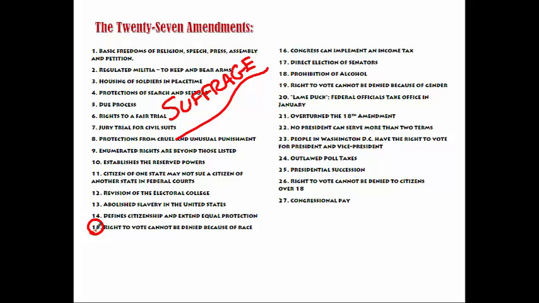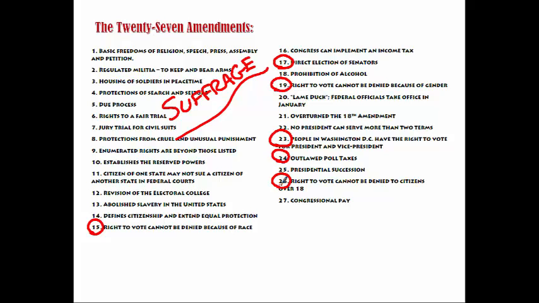Amendment 15. The right to vote cannot be denied because of race. Amendment 17. Direct election of senators. The 19th Amendment, granting women's suffrage, the right to vote cannot be denied because of gender. The 23rd Amendment, people in Washington, D.C. have the right to vote for president and vice president, even though they don't have a state. Amendment 24, which outlawed poll taxes, that was an extension of protecting suffrage. And finally, Amendment 26. The right to vote cannot be denied to citizens who are over the age of 18.